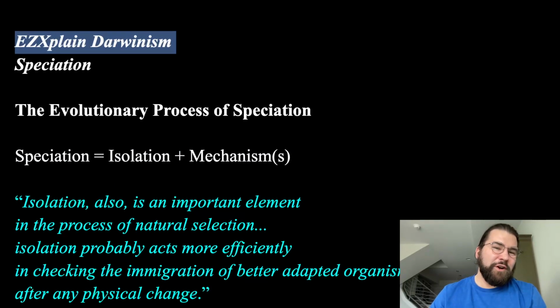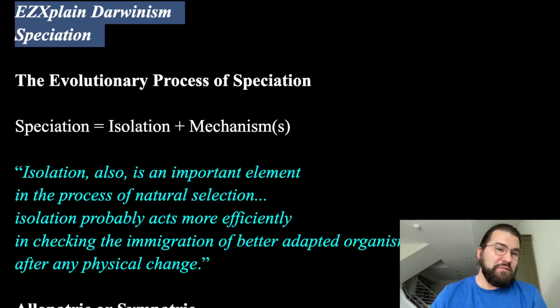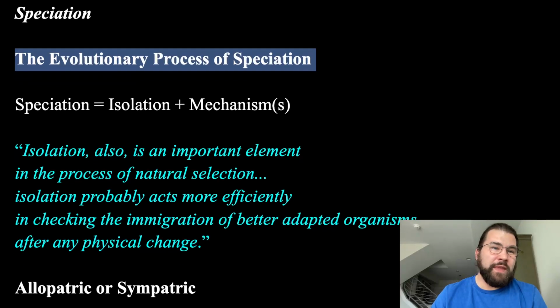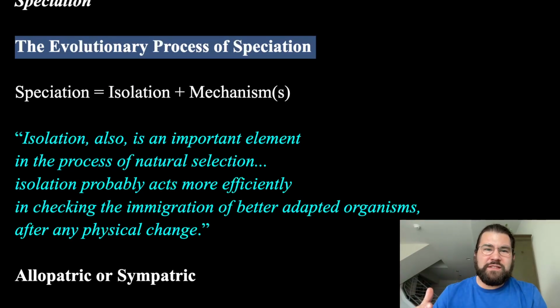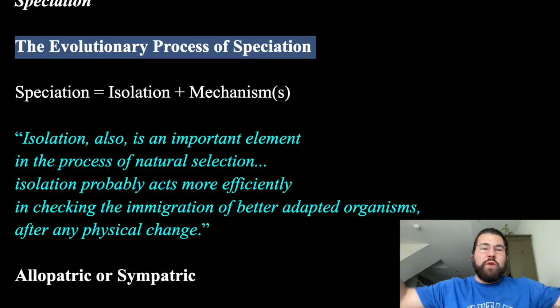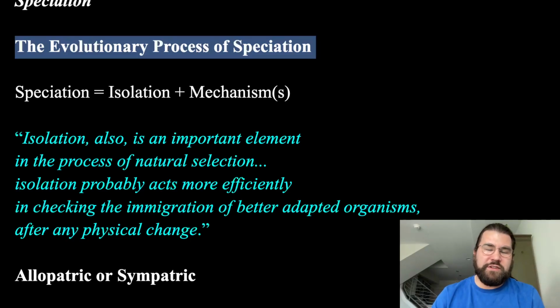Easy explain Darwinism speciation. So let's get into this evolutionary process of speciation. Essentially, what speciation means, what this process is, it's the process of giving rise to new species, right? How we have so many species on Earth. How did we get there? How did they all rise from common ancestors?